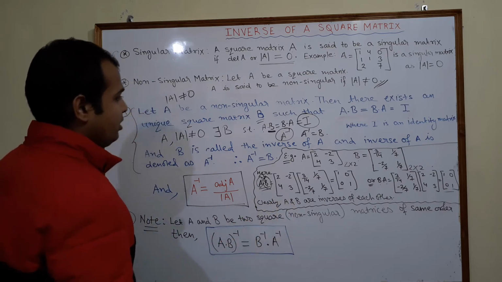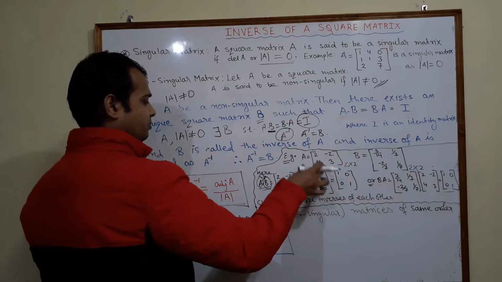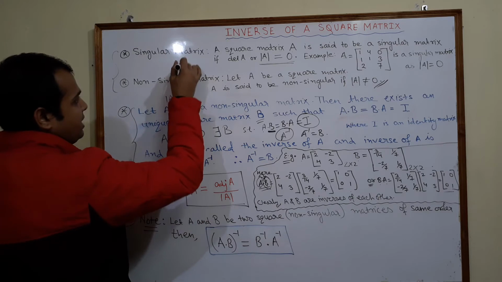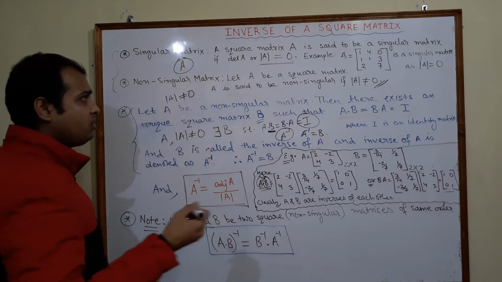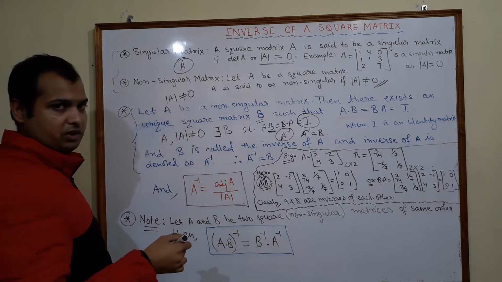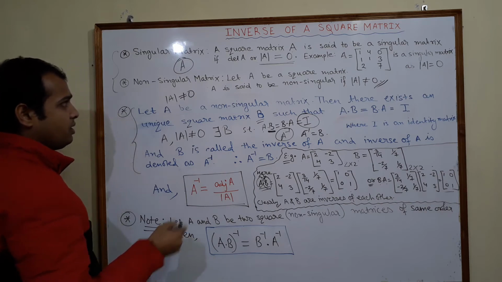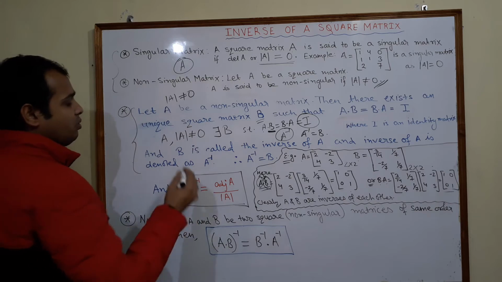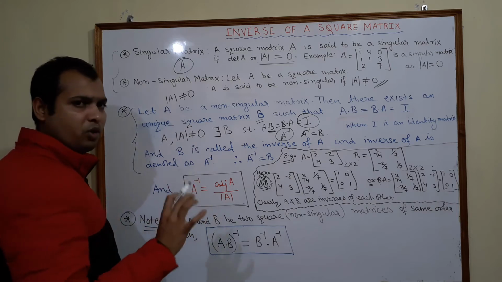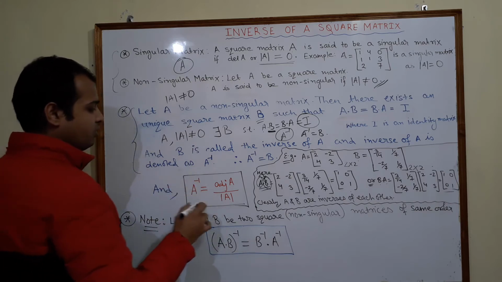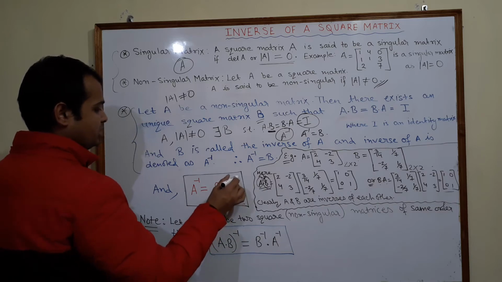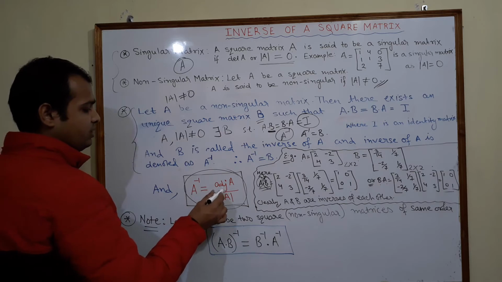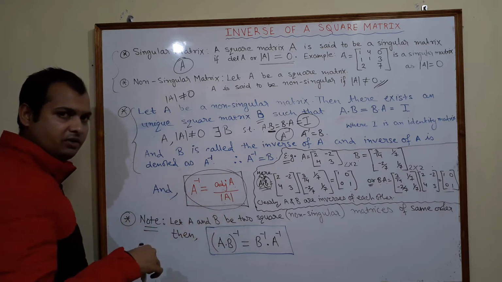Clear? Now we should have a formula also. Suppose you get a matrix A and you are asked to find its inverse. Here the hit and trial method will not work, so we should have a proper formula for that. The formula is this: A inverse is equal to the adjoint of A upon the determinant of A.